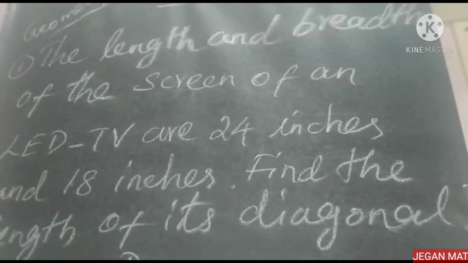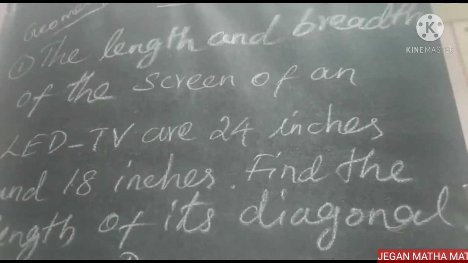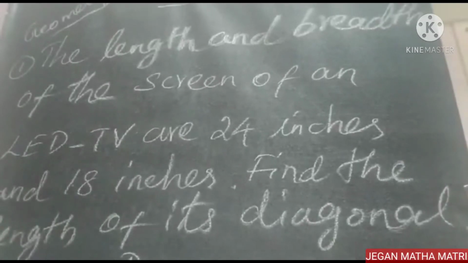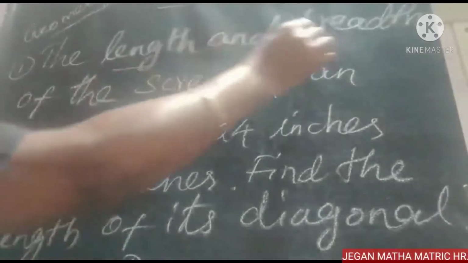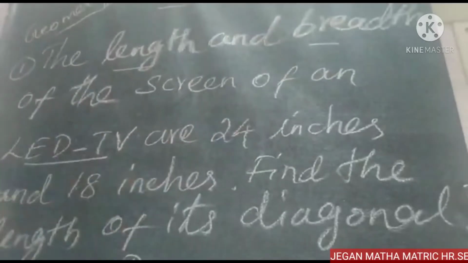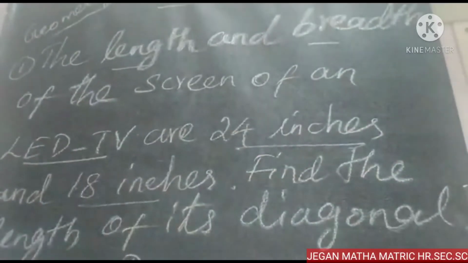Example sums in geometry. Now let us see the first one. The length and the breadth of the screen of an LED TV. We are given L and B, the length and breadth of the LED TV, as 24 inches and 18 inches.